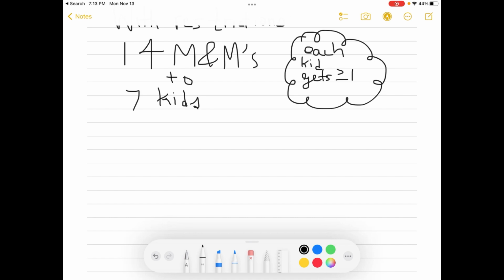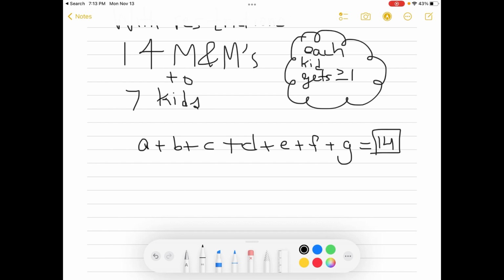Well, let's call the kids A, B, C, D, E, F, and G for now. So A plus B plus C plus D plus E plus F plus G equals 14. And each of these kids gets at least one M&M. So we can just account for that one M&M right away by subtracting it from the total.